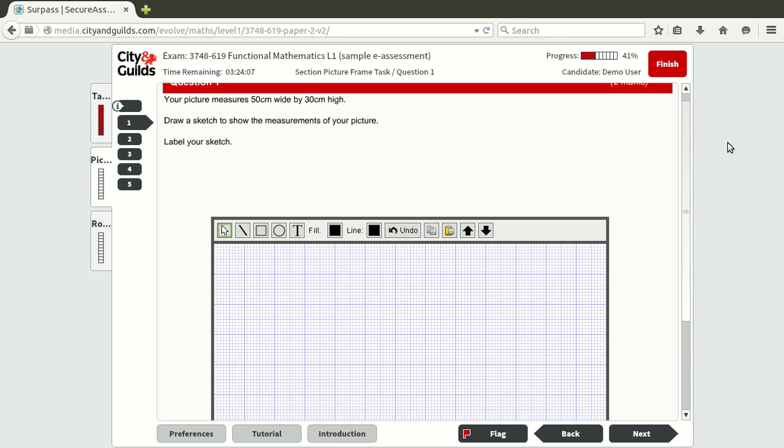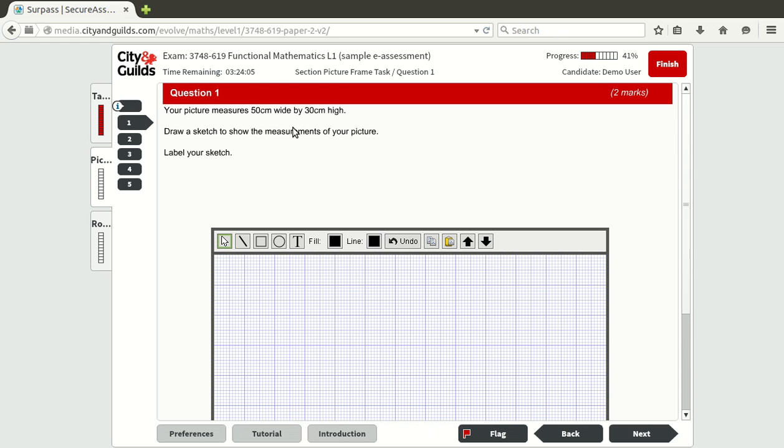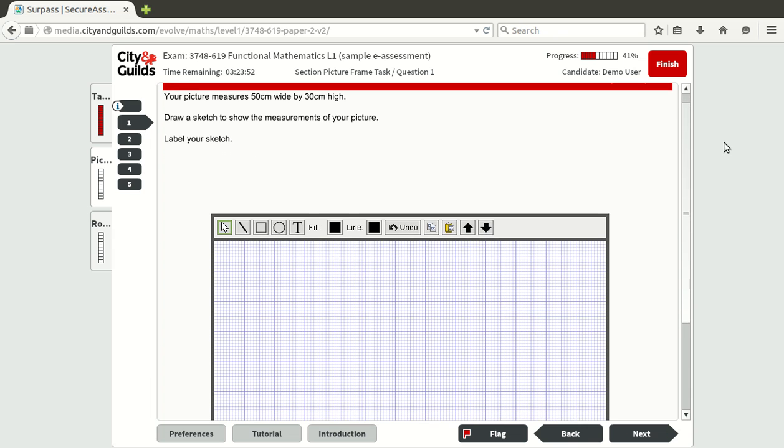Right, so your picture measures 50 centimeters wide by 30 centimeters high. They want you to draw a sketch to show the measurements of your picture and label your sketch as well. So we're going to draw and label our sketch.